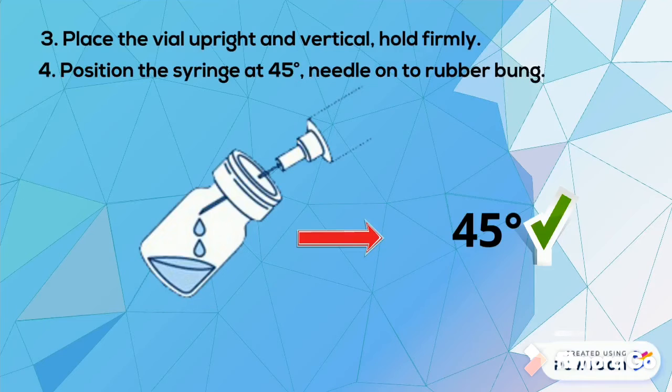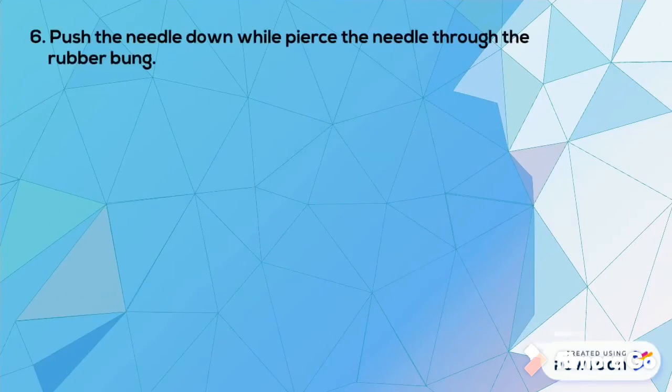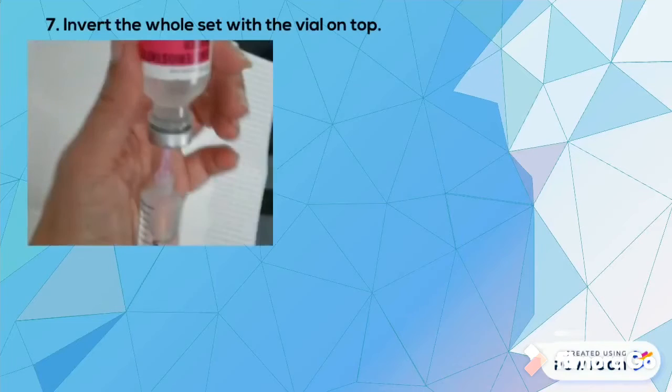Next, the bevel needs to be pointing upward. Push the needle down while piercing the needle through the rubber band. Invert the whole set with the vial on top.